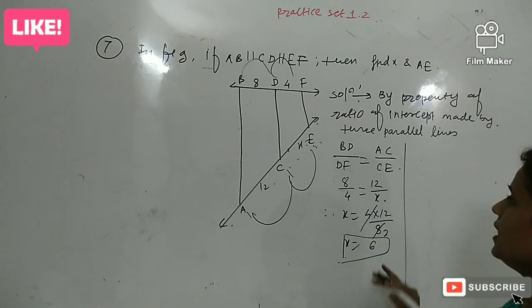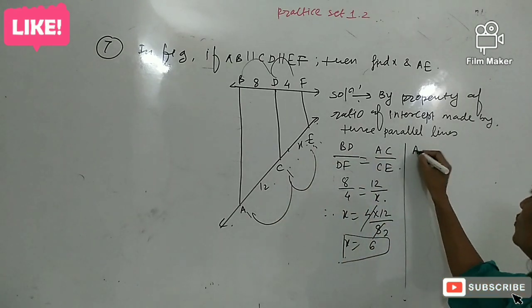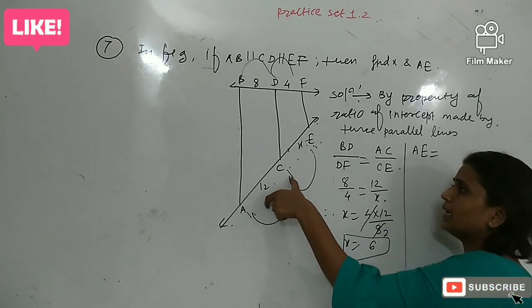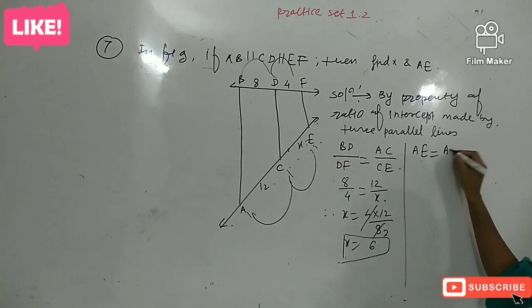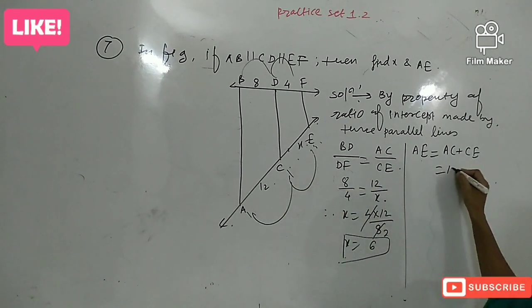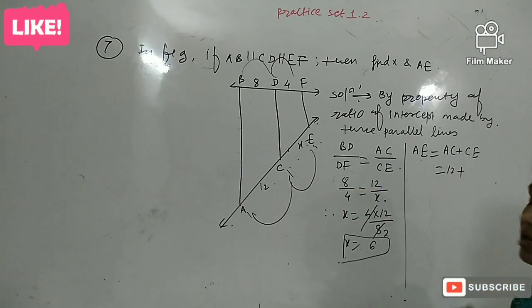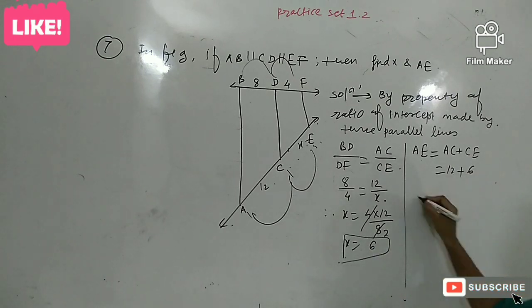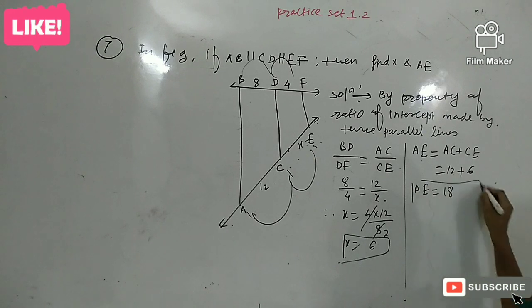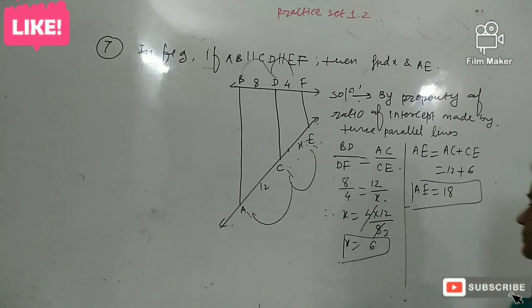And after that you have to find out the AE value. So AE is very simple. AE is the addition of AC plus CE. So the AC value is given as 12, and CE we found out is 6. So you will get 18. Okay, so AE is 18.